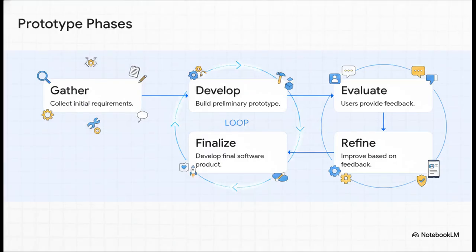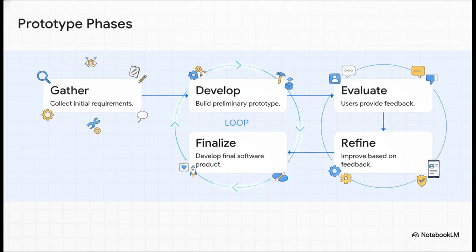Now let's look at how the standard process actually flows. It goes through 5 steps: requirement gathering, prototype development, user evaluation, refinement, and final development. But here's the real secret to understanding this model. The absolute magic happens in the loop right between step 3 and step 4.